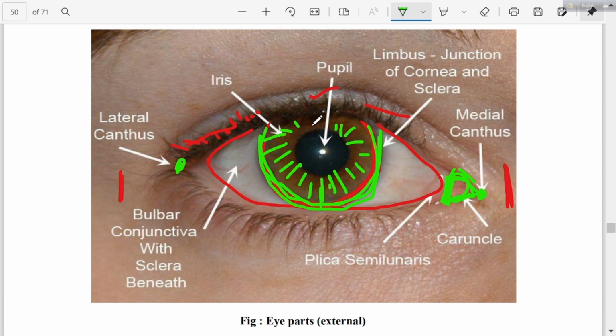Now what is the iris actually doing? The iris regulates the amount of light that can enter the retina. It also determines the eye color, and it is present in the anterior part of the eye, in front of the lens. It controls the size and diameter of the pupil, and thus regulates the amount of light entering the eye. If the pupil is more dilated, more and more light will pass in, and if the pupil is less dilated, then less light will pass in.